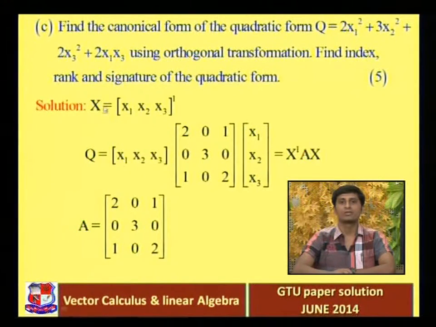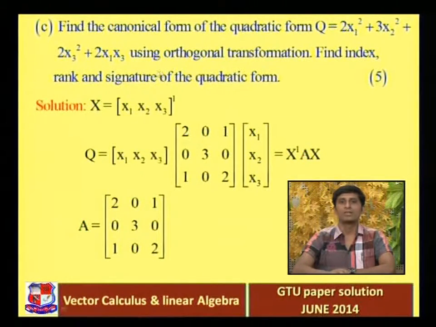So here is the solution where capital X is [x1, x2, x3] transpose, and Q is equal to X transpose A X. How do we find this matrix? You can see the coefficients of x1 square, x2 square and x3 square are 2, 3 and 2 respectively, right? So our main principal diagonal elements are 2, 3, 2.